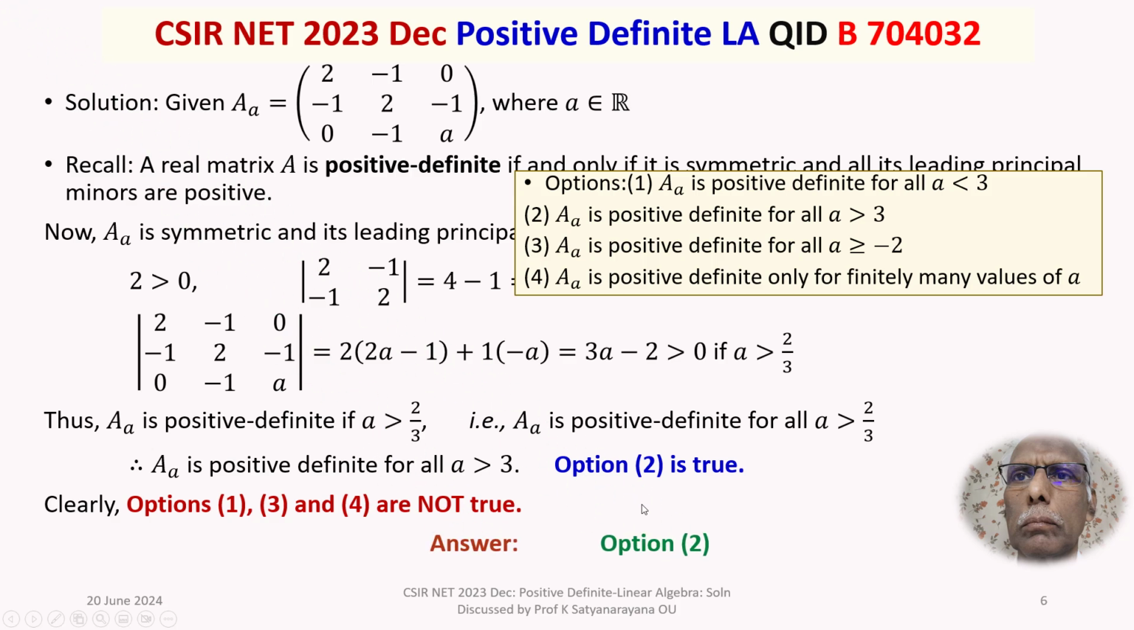That is the detailed discussion of the solution of the problem, which is related to the positive definiteness of a given matrix from linear algebra. And I say that it is a very easy question. I am sure that you have understood the solution of this problem.